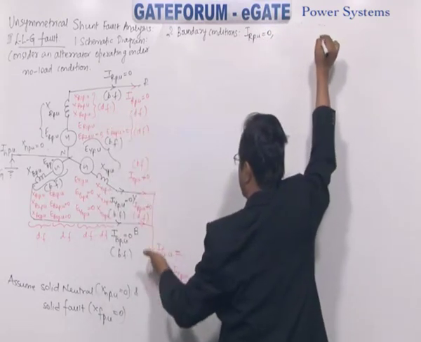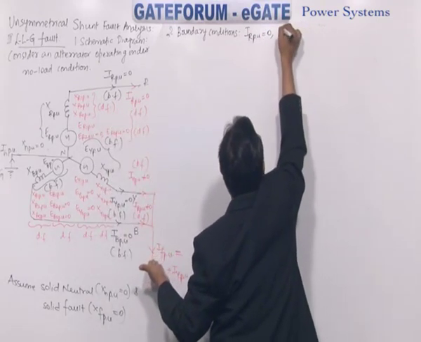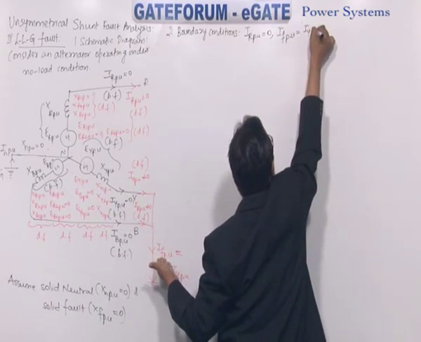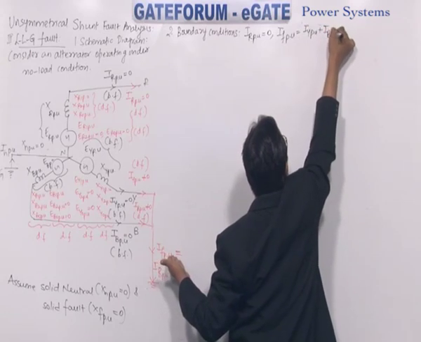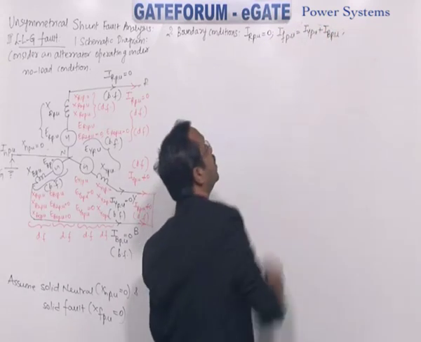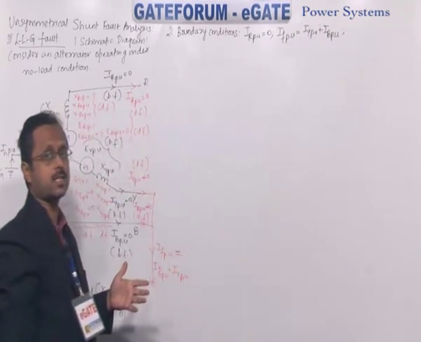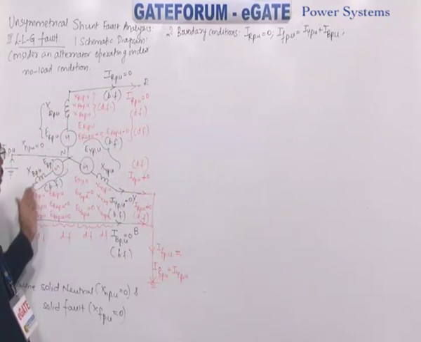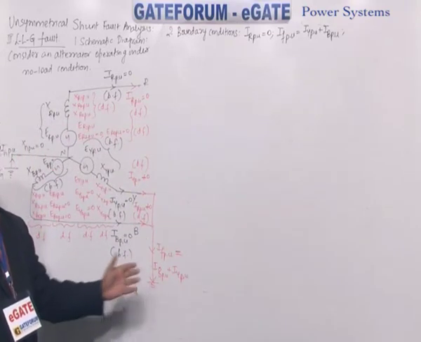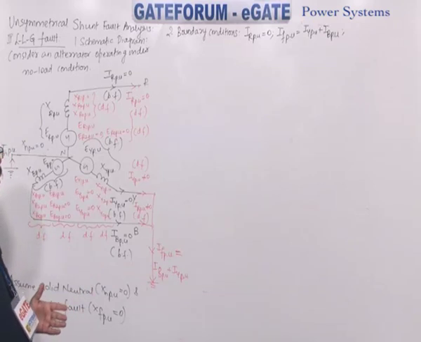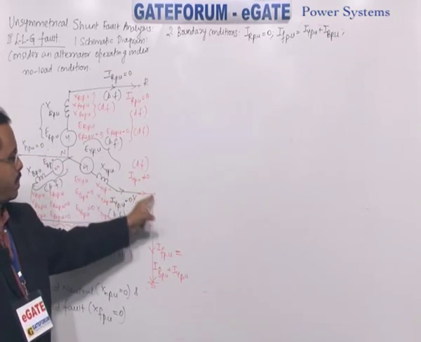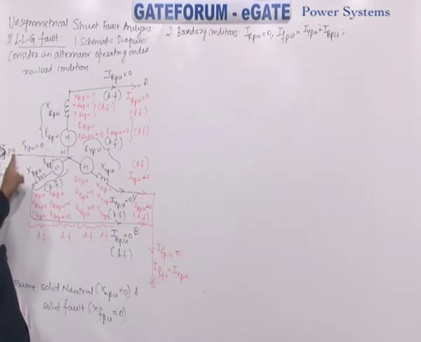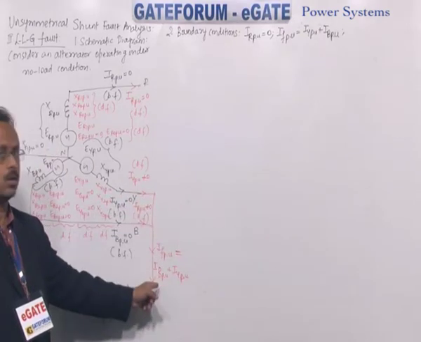And check the Y phase. What is IF? IY plus IB. Now the third boundary condition, the voltage relation. Now check here the Y phase, and here it is the B phase. Please observe this point. Y phase here. On either side of the Y phase, what do you have? Ground point. Y phase, ground point.